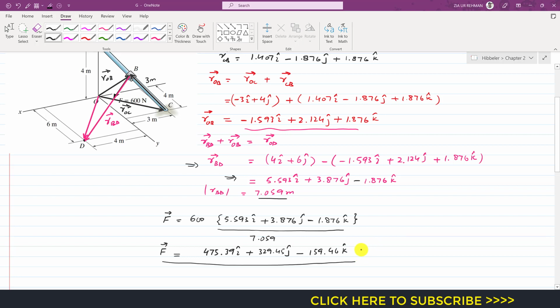So this is the solution of this problem. I hope you people would have understood the solution of this problem.